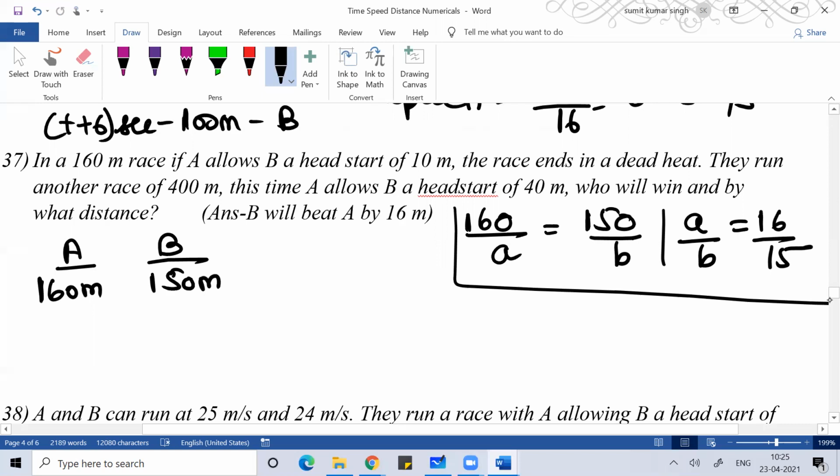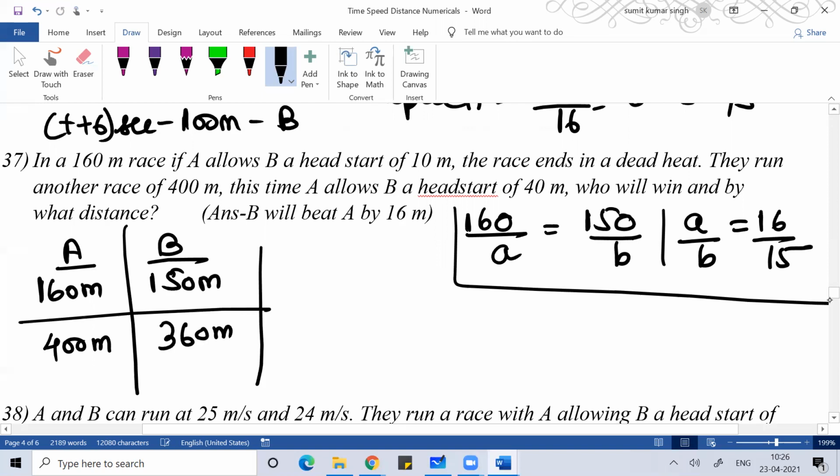They run another race of 400 meters, and this time A has allowed a head start of 40 meters. Now A told B, let's run a race of 400 meters where I'll give you a head start of 40 meters. It means that A now will run 400 meters while B will just run 360 meters.